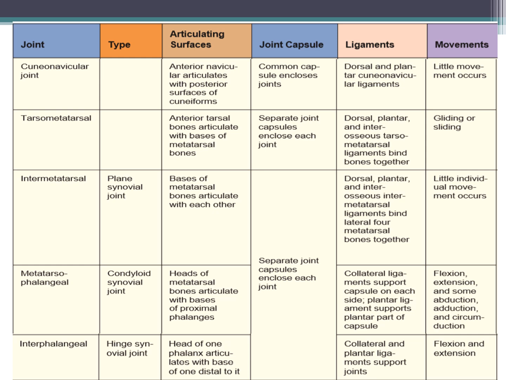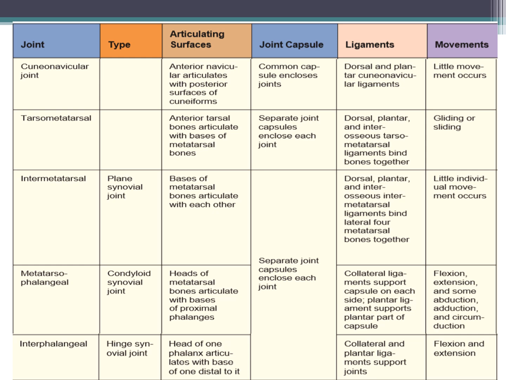Then we have the tarsometatarsal joint, again the anterior tarsal bones articulating with the bases of the metatarsal bones, and these joints have separate joint capsules which enclose each joint. The ligaments present in the vicinity of this joint are the dorsal, plantar and interosseous tarsometatarsal ligaments, which bind the bones together. A slight gliding or sliding movement is possible at the tarsometatarsal joint.